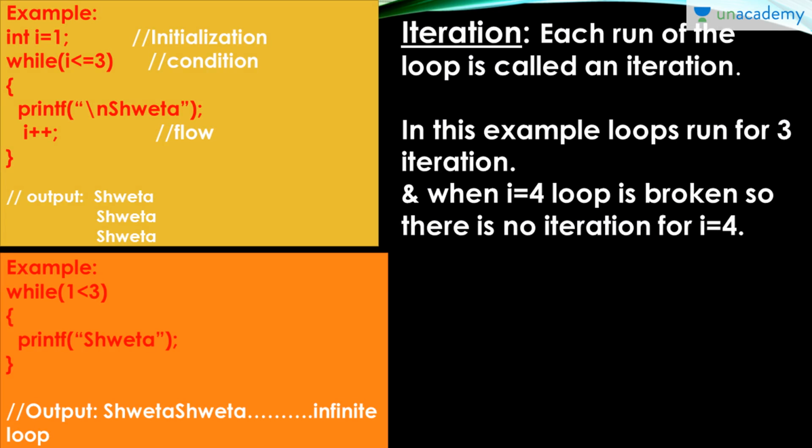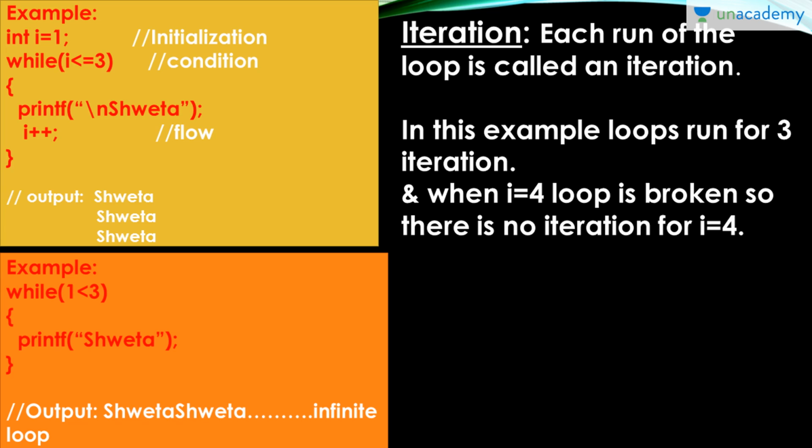So we will learn more about this with the help of an example. Let int i equal to 1, while i less than or equal to 3, printf \n Shweta, i plus plus. So here I want to print my name 3 times. That's why I have taken this example.